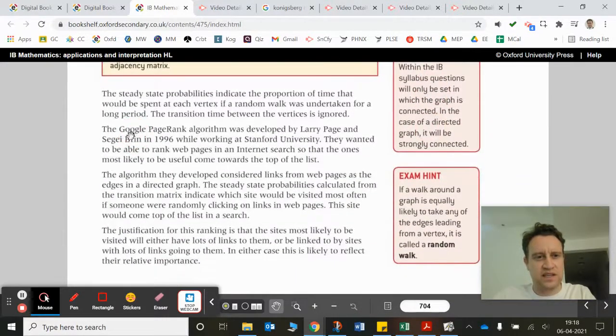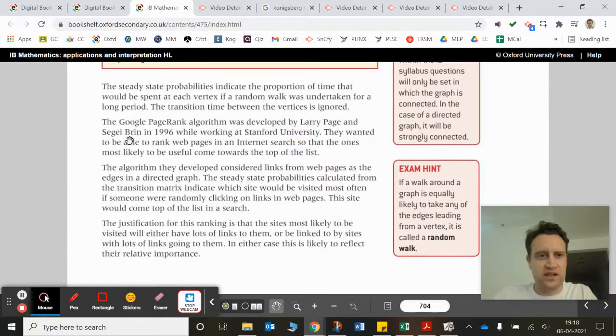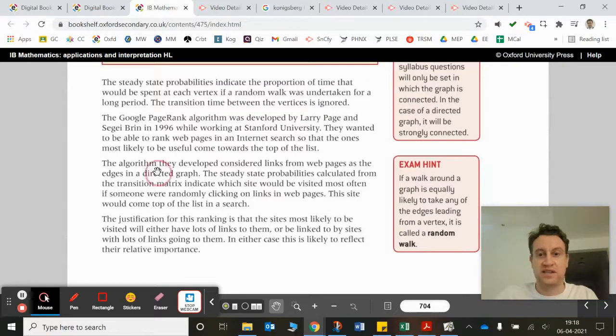Here we go. This is what it said here. It said the Google PageRank algorithm was developed by Larry Page and Sergey Brin in 1996 while working at Stanford University. They wanted to be able to rank the web pages in an internet search so the ones most likely to be useful come towards the top. So basically, they did this, but they did this on a big scale.